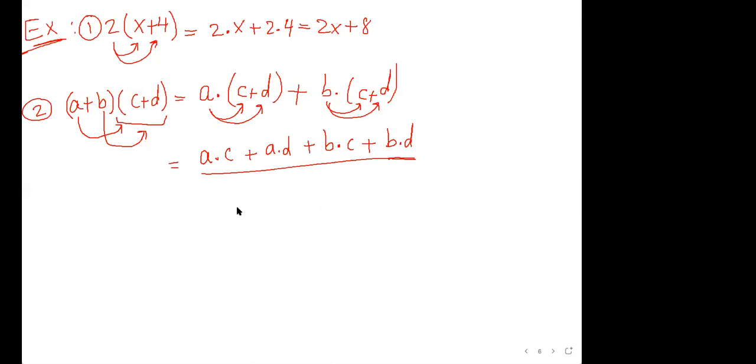Anyone has a question? I got a question. Can you just put AC plus AD plus BC plus BD, or do you have to put the multiplication sign? Oh, you can write it as AC plus AD plus BC plus BD without the multiplication sign.